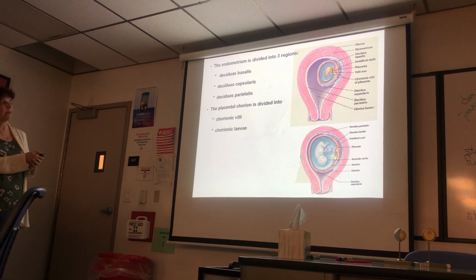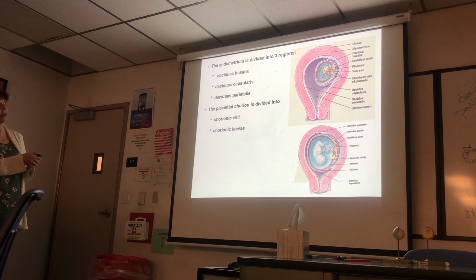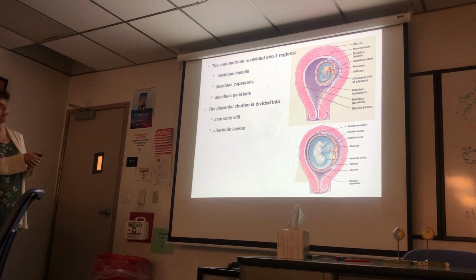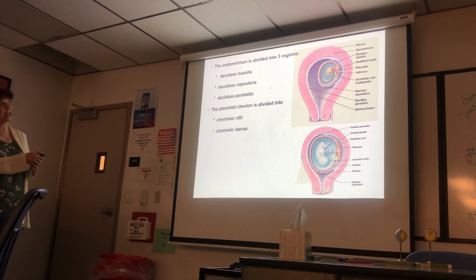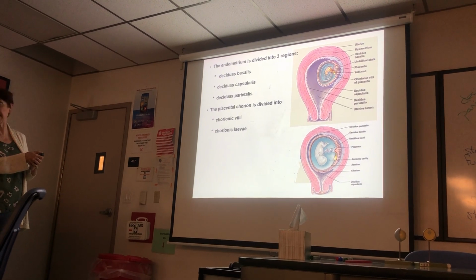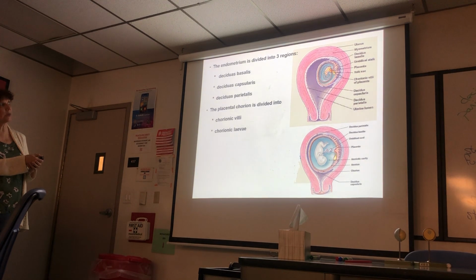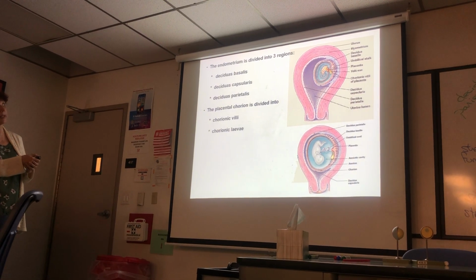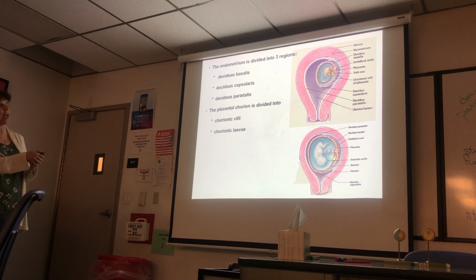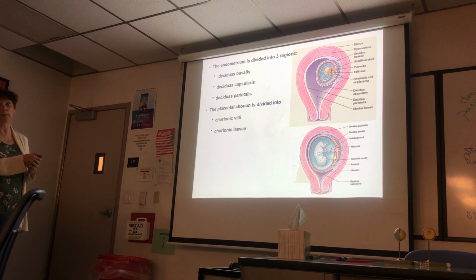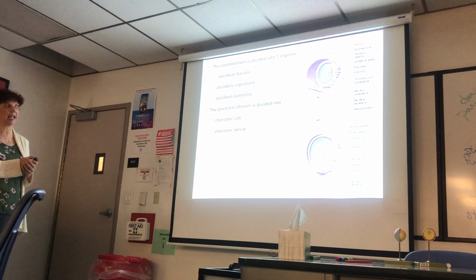So this would be stratum functionalis that we're seeing here. Here with this yellow would be the chorion laeve. The branching down here would be the chorion villi. The light lavender here would be the decidua capsularis. This would be the decidua basalis. And all of this would be the decidua parietalis. Okay?